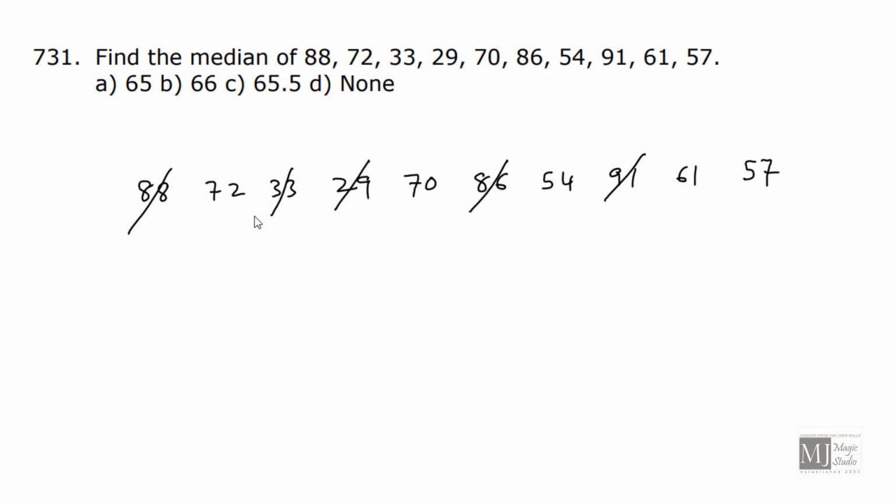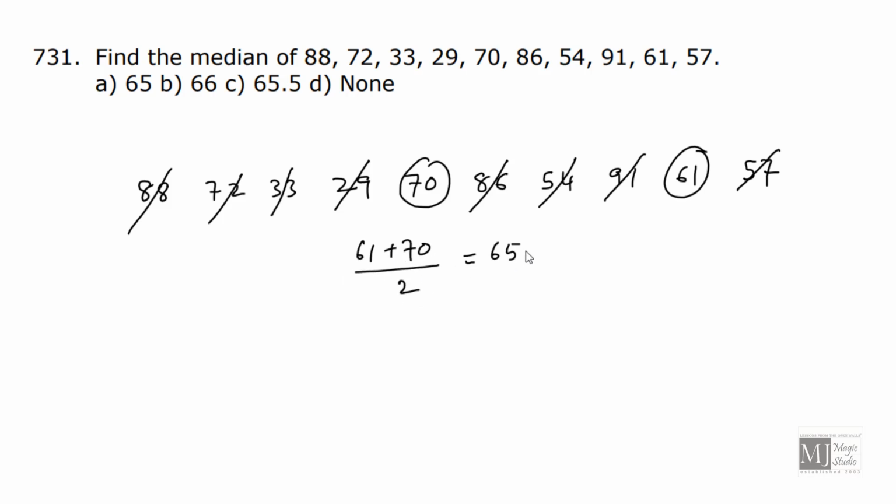Second one larger than 33 is 54, out. And 86 less is 72, out. 33 more is 57, out. We are left with 61 and 70. That is 2 numbers. 61 plus 70 by 2, that is 65.5. 65.5 is the median.